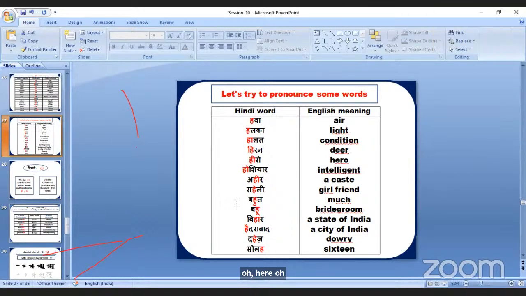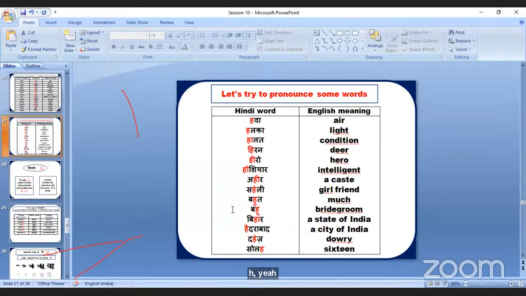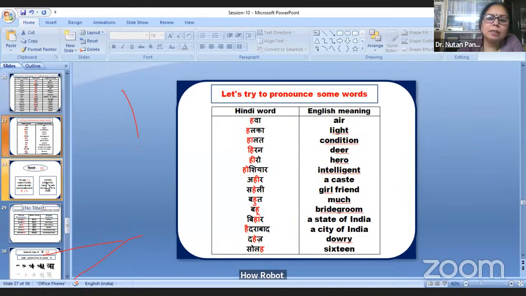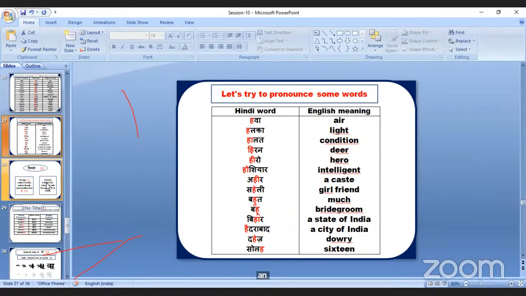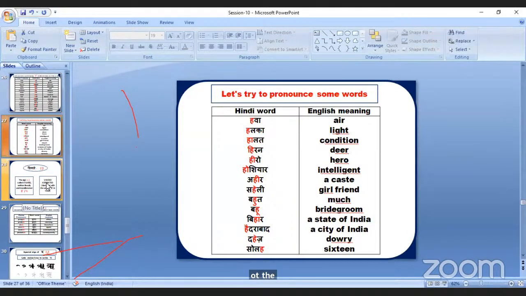Saheli. Bahut. Bahu. Bihar. Very good. Hyderabad. Hyderabad is a name of a city. Dahej. Sola. You are seeing in Hindi.